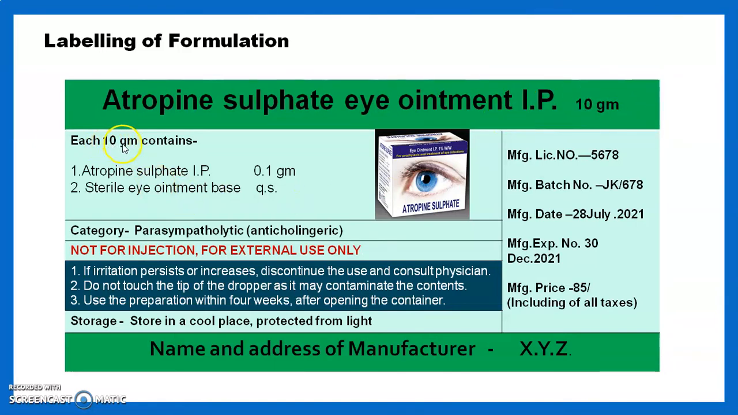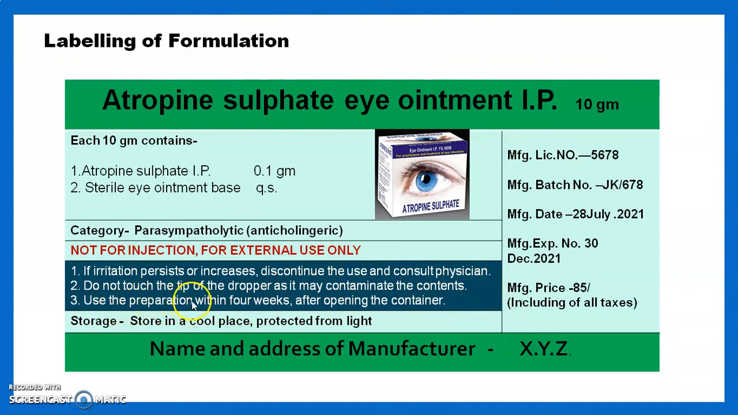Then we should mention each 10 gram content, or we can also mention each 1 gram. Here we mention 10 gram: atropine sulphate IP 0.1 gram, sterile eye ointment base QS, that is quantity sufficient. Its category is parasympatholytic or anticholinergic. Then the warning: not for ingestion, for external use only. If irritation persists or increases, discontinue the use and consult the physician.